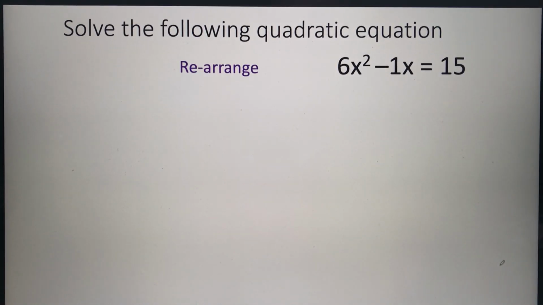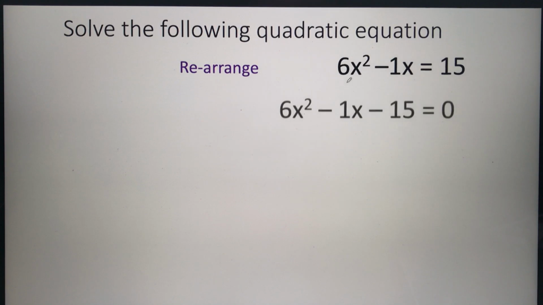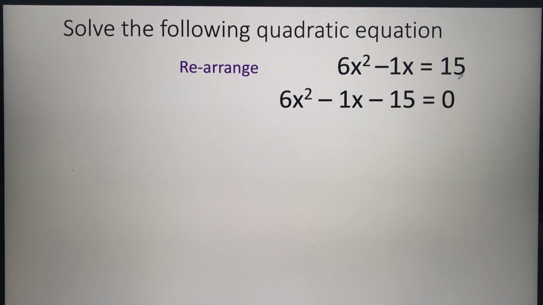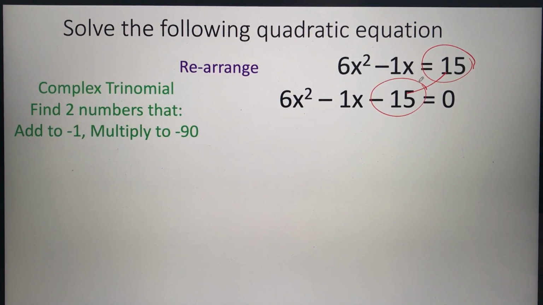Okay, we have this quadratic. It may not be in that perfect quadratic form initially, so I just subtract 15 from both sides. So this 15 comes over here, it just becomes negative 15. And now it's a complex trinomial.